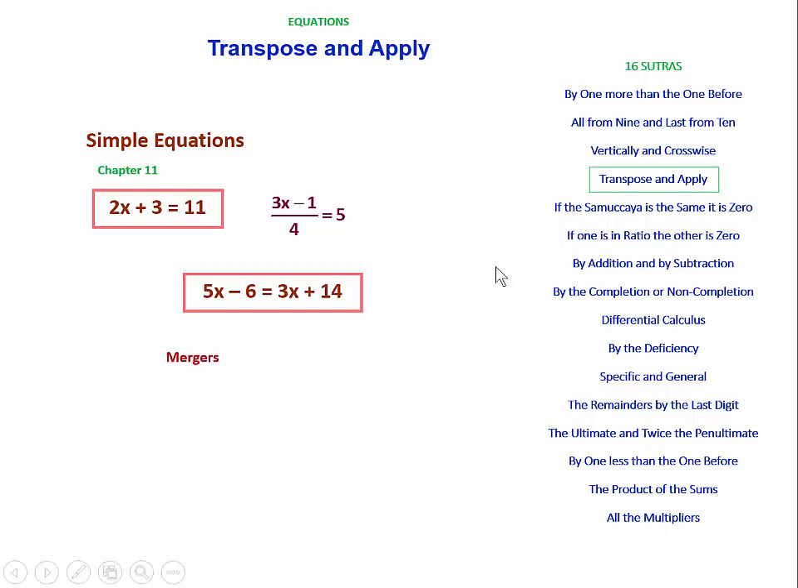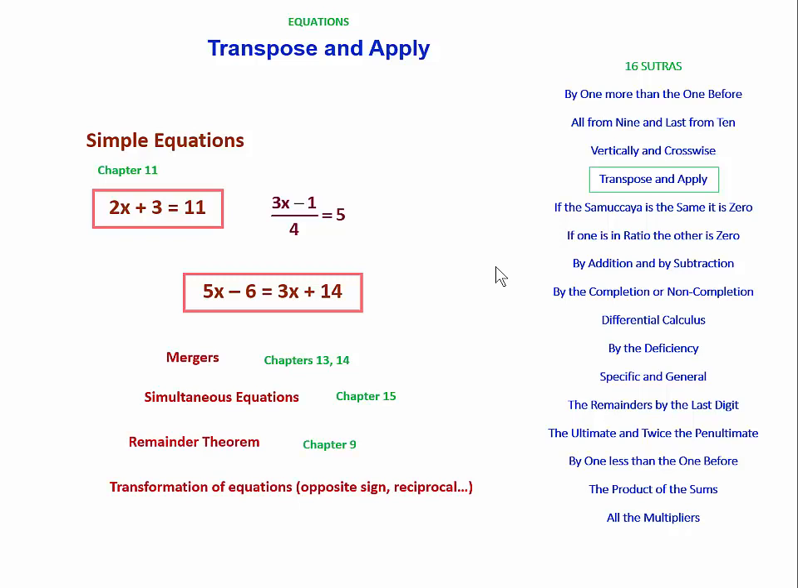Other ways in which we can apply the transpose and apply sutra, Paravartya Yojayet in Sanskrit, are in mergers. That's in chapters 13 and 14 of Tirjiti's book. Simultaneous equations, chapter 15. In the remainder theorem, chapter 9. And it's also in use in transformation of equations. So if you've got an equation and you want another equation which has got the opposite signs to that one, you can apply this sutra there. Or if you want to get reciprocals, if you want to get an equation with reciprocal roots to a given one, you can apply this sutra. That's in Discover Vedic Mathematics book.